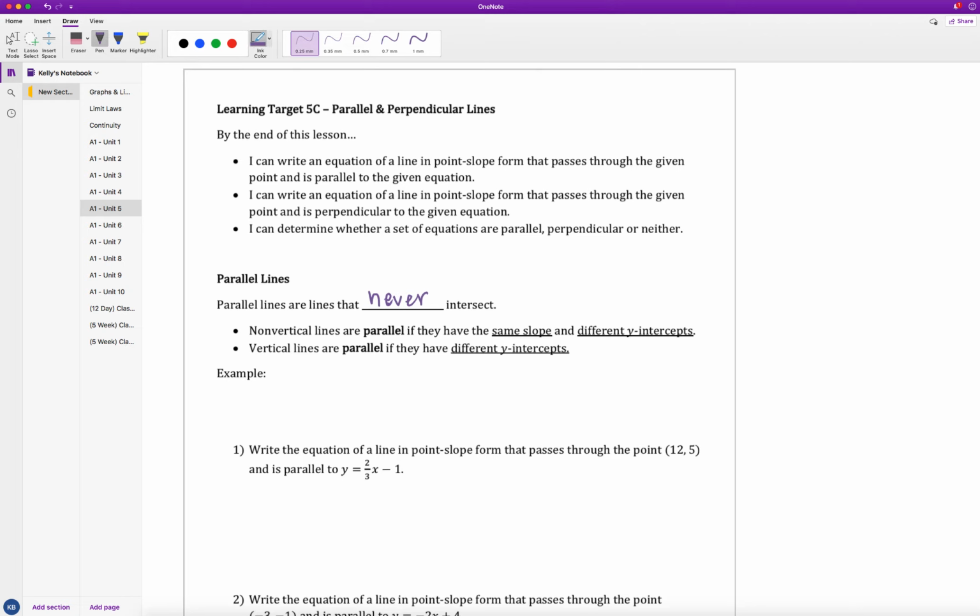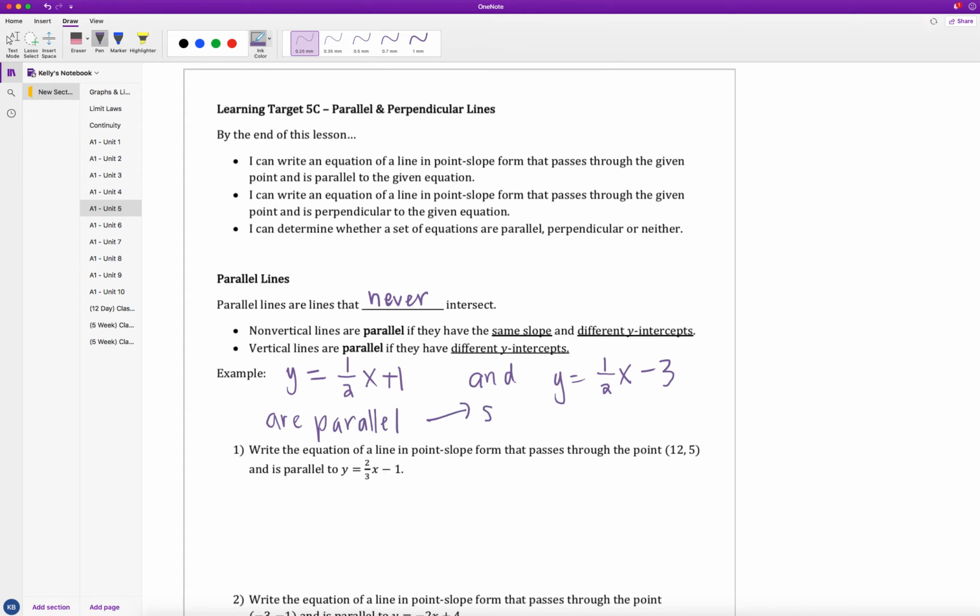The reason we have to have different y-intercepts here is because if they have the same slope and the same y-intercept, then they're actually the same line, and parallel lines should be two different lines that we're comparing. But they are two different lines with the same slope but different y-intercepts. Let's look at some examples. y equals 1/2 x plus 1 and y equals 1/2 x minus 3 are parallel lines. And the reason they're parallel here is because they have the same slope and different y-intercepts.